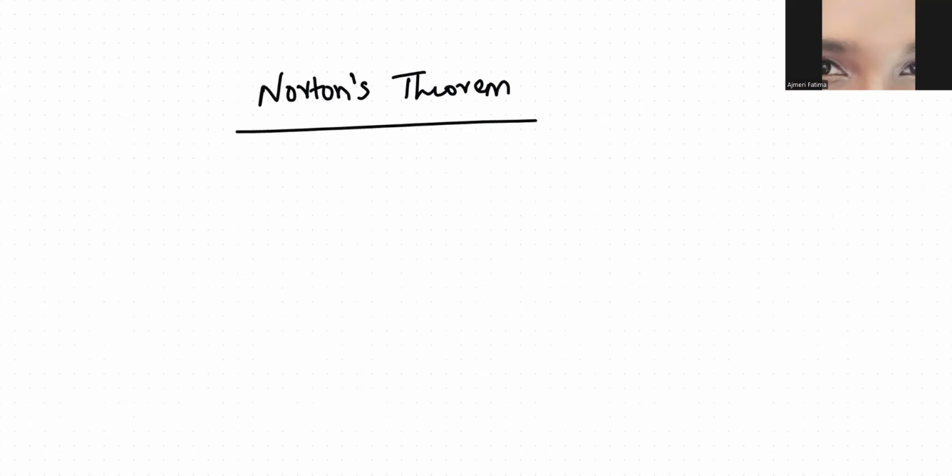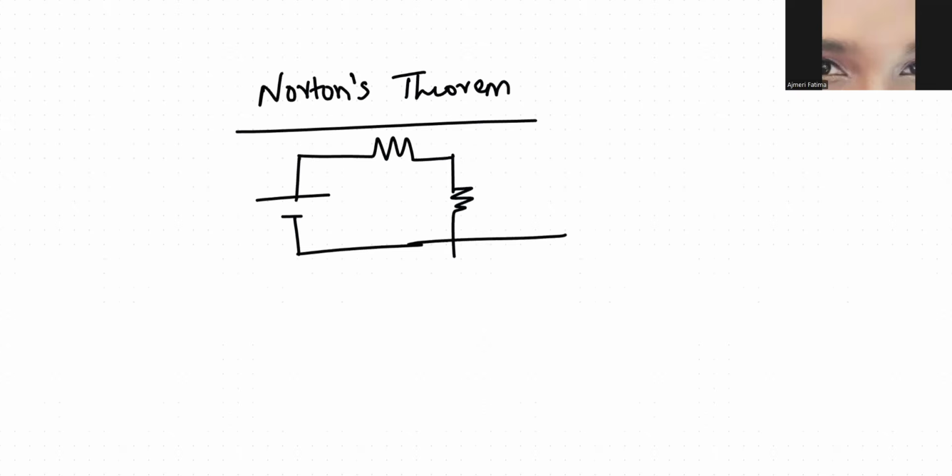Hello everyone. So today we are going to solve a problem on Norton's theorem. Any complicated circuit can be simplified into a simple circuit which has current and load resistance both in parallel. This is the circuit given to us, and he's asking us to find out the current in 4 ohms.